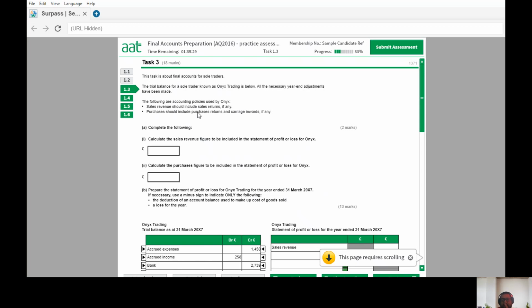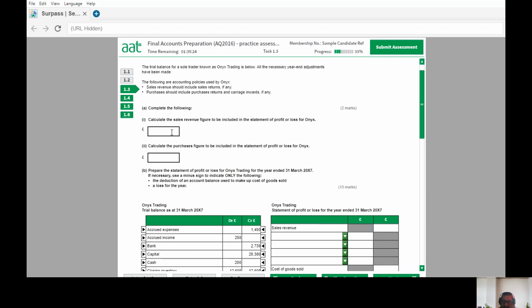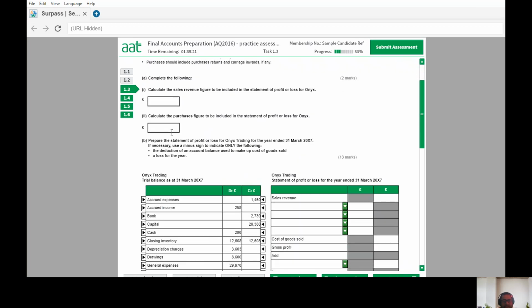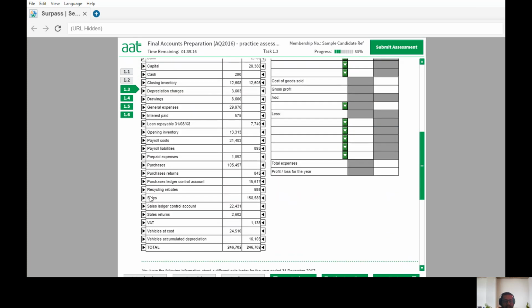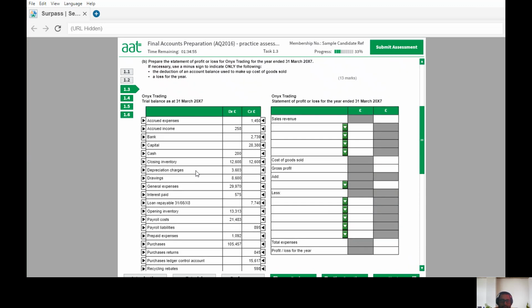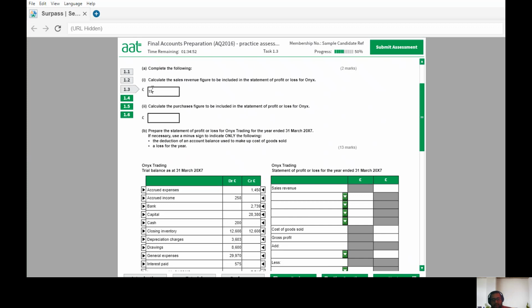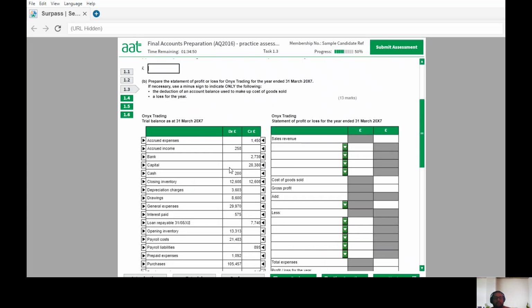So I have to rephrase that clearly. Sales returns and purchase returns get taken off. The carriage inwards is going to be added onto your purchases. So they ask you to calculate the sales revenue figure to be included on the statement of profit and loss. We look for the sales and then the sales returns. If you use the calculator now, the amount is going to be 158,589 minus 2,602. That should give you 155,987. So let's go back here and type that information, 155,987.